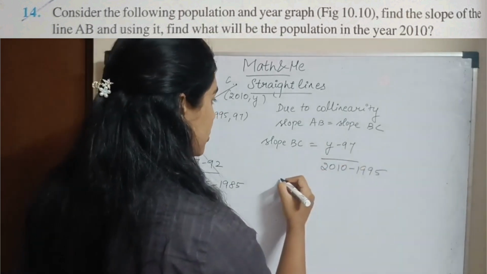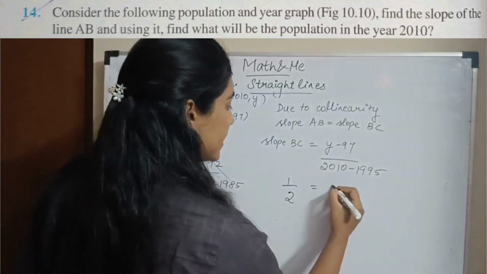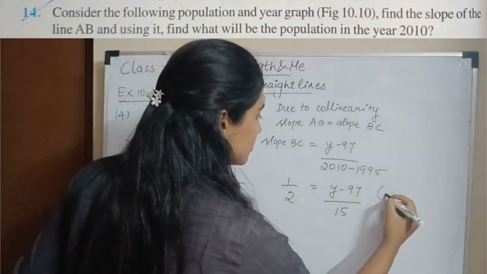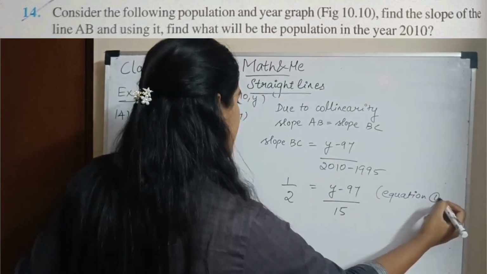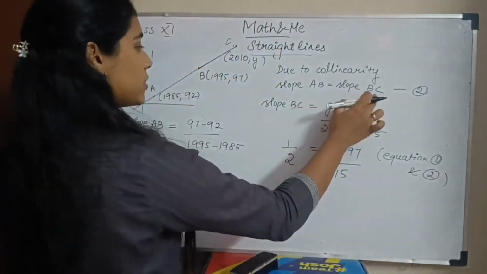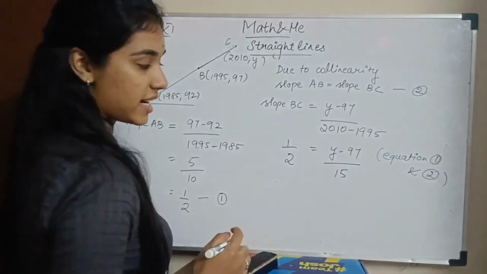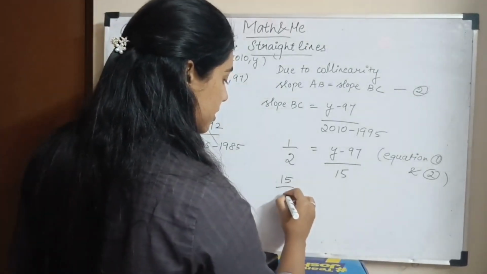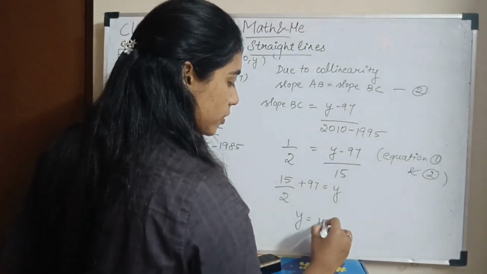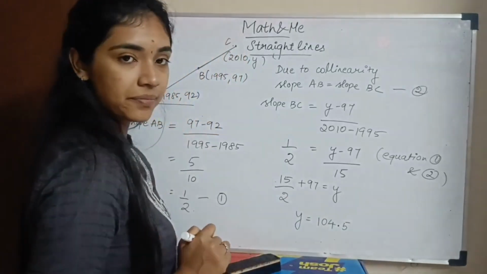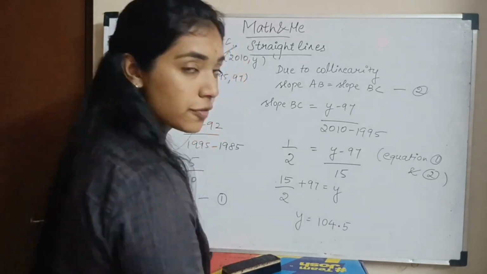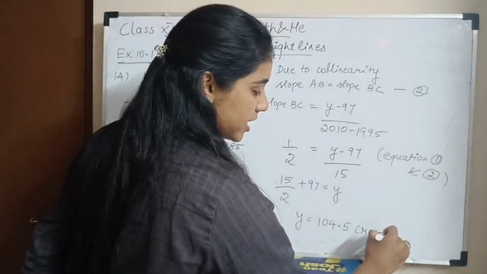So when you try to equate both, you have slope of AB, which is half, equals y minus 97 divided by 50. So this is from equation 1. And equation 2. Since the slopes are equal, slope AB equals slope BC, half equals y minus 97 divided by 15. So what do you have? 15 divided by 2 plus 97 equals y. So you get the value of y once you solve to be 104.5. So this is the answer. So in the year 2010, the population would be 104.5. It's in terms of crores. So that is how you write the answer.